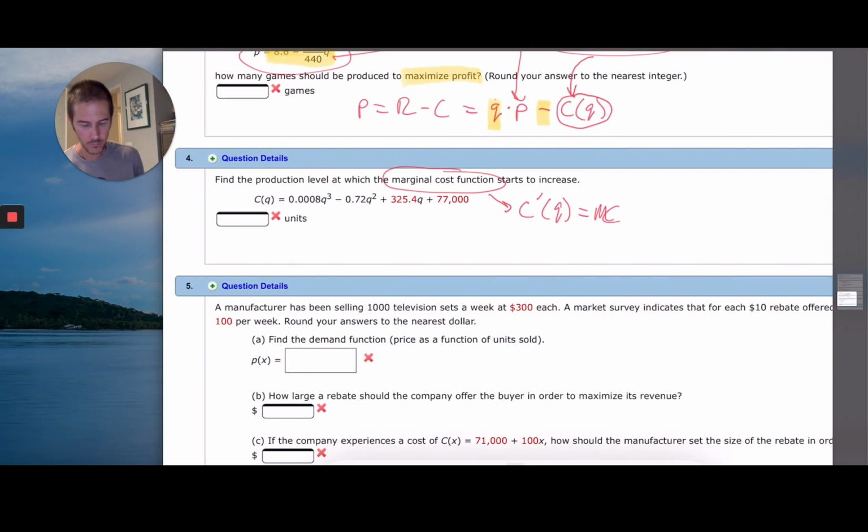What kind of a function is... What kind of a highlighter was that?